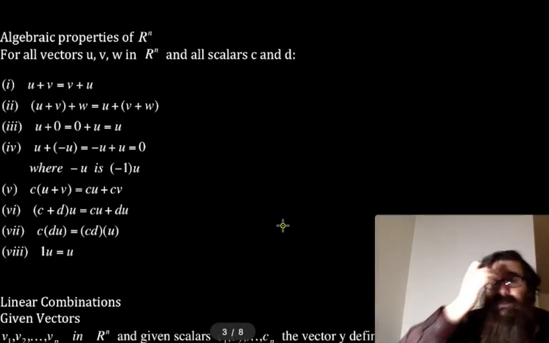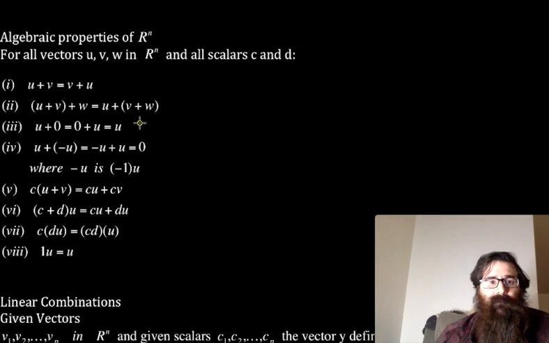Let's talk about some of these algebraic properties that we have with vectors. For all vectors u, v, and w in Rn, these are just vectors in a vector space Rn, and for all scalars c and d, which are just real numbers, we have the following properties. First, u plus v is equal to v plus u, so we get a nice commutative property. Second, we can group u plus v and then add vector w to that, or I can add v and w together first and then add vector u to that. So we have a nice associativity property.